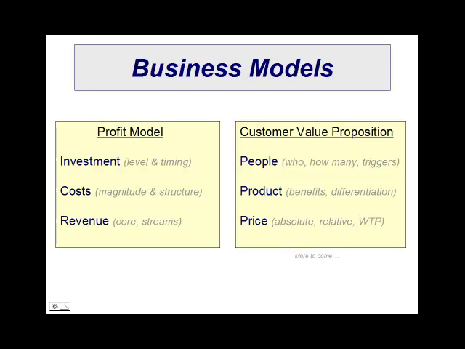So, at an overview level, there you have it. A business model consists of 2 components, the profit model and the customer value proposition. The profit model looks at the level and the timing of investment, the magnitude and structure of cost, and the revenue stream over time. The CVP looks at the people, who's it going to, what are the benefits and differentiation of the product, and are customers in fact willing to pay for the benefits. Taken together, these components characterize a company's business model and, yes, does answer the question, how does the company make money?